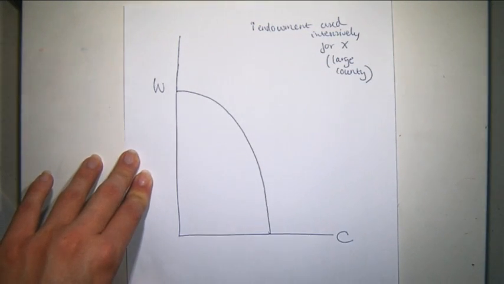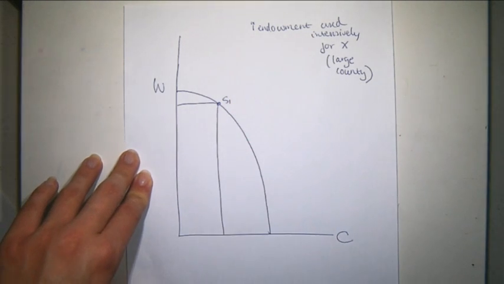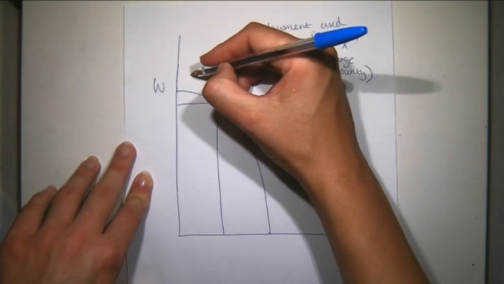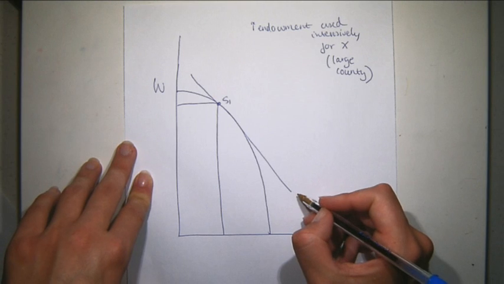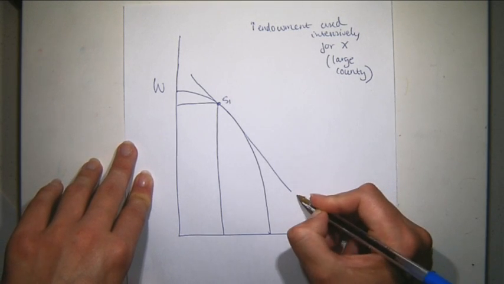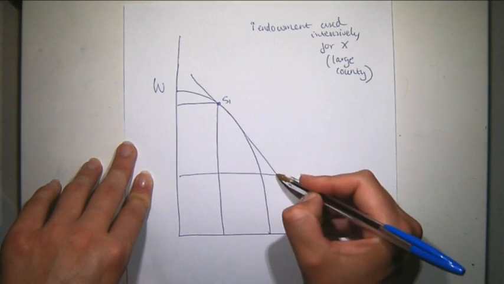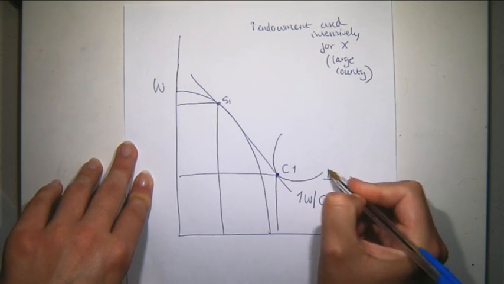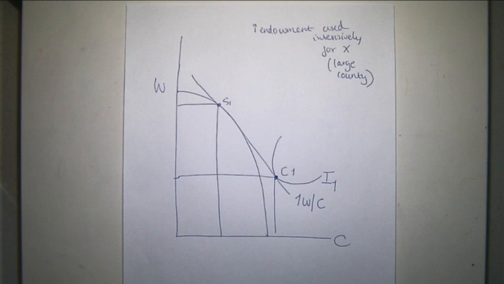Let's say that we start off at production point S1 before, and let's say that the international price of wheat is there, and we're assuming that the price of cloth is 1 wheat per cloth. So here we will find that our consumption point lies somewhere there, C1, and we're touching the highest indifference curve we can at I1. So this is a situation when we're trading.